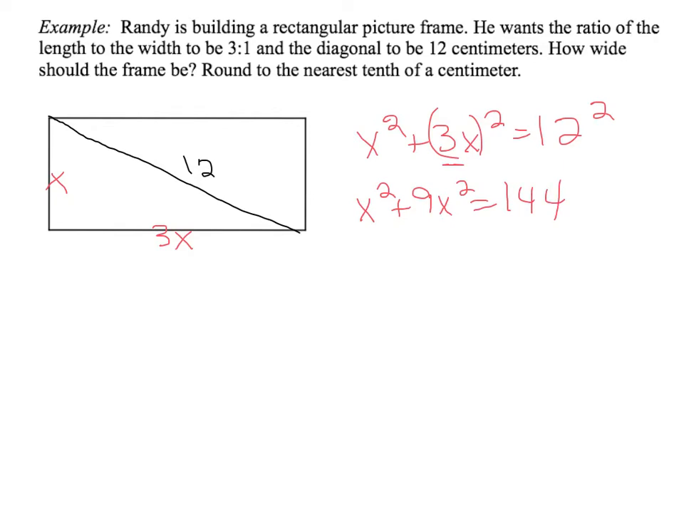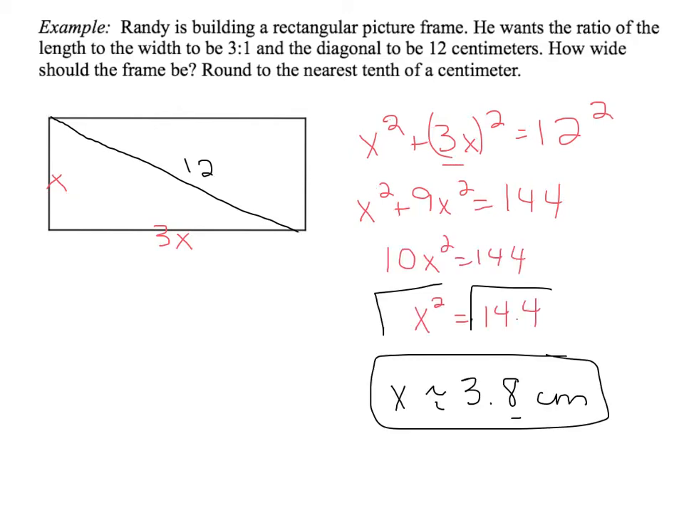Alright, so we have x squared plus 9x squared equals 144. I would like for you to solve this, please, and then we'll see if we come up with the same answer. Okay, you guys, so we set it up, the a squared plus b squared equals c squared. So what you should have done is combined like terms. You should have gotten 10x squared divided by 10, and then took the square root. So to the nearest tenth of a centimeter, we should have gotten 3.8 centimeters.